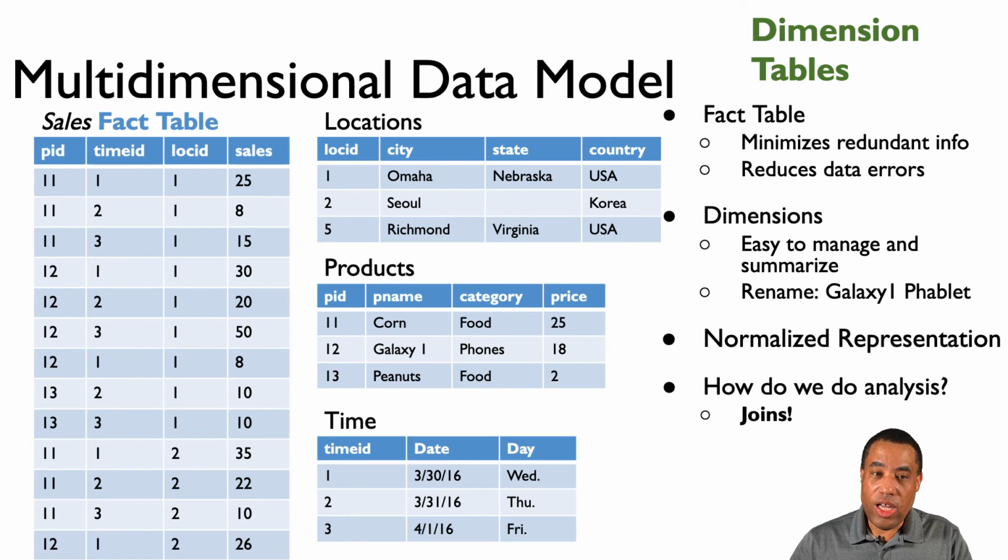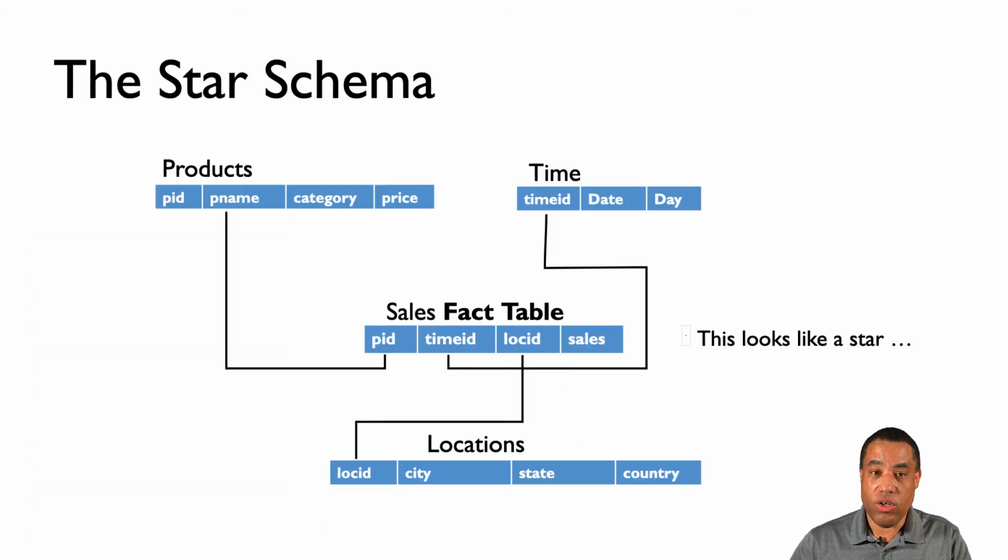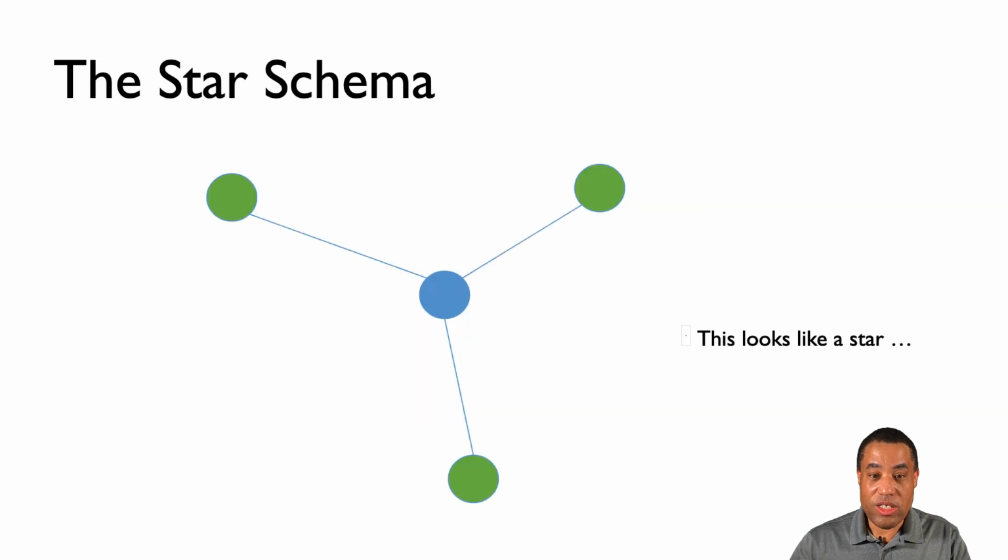So now if we look at the schema that we end up with here, we end up with a schema that looks like a star, right? And in this case, it's like a three-pointed star, right? One of the points is products, another is time, and another is location. So I can just abstract that away and it looks like something like this.